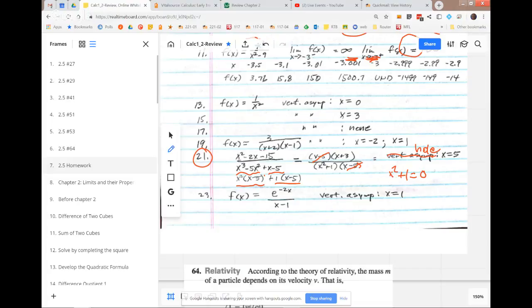Remember, when a factor cancels, that's not an asymptote. That's a hole. And then the other one in this case was a factor x squared plus 1, but there's no way that can ever equal 0. So nothing came out of that one.